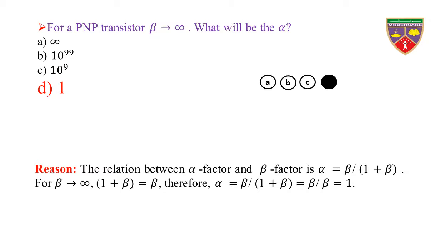Reason. The relation between alpha factor and beta factor is alpha is equal to beta divided by 1 plus beta. For beta tends to infinity, 1 plus beta is nearly beta. Therefore, alpha is equal to beta divided by 1 plus beta is equal to beta divided by beta is equal to 1, because 1 plus beta is equal to beta. Hence, alpha factor is 1.